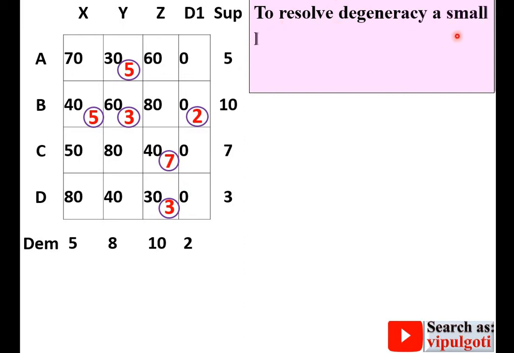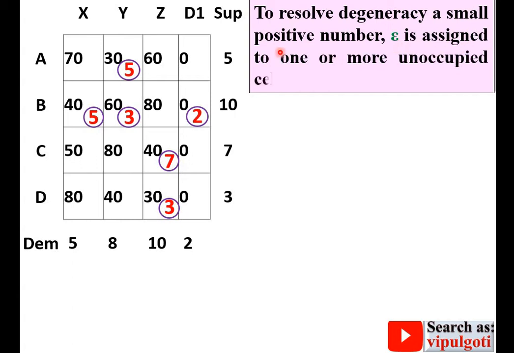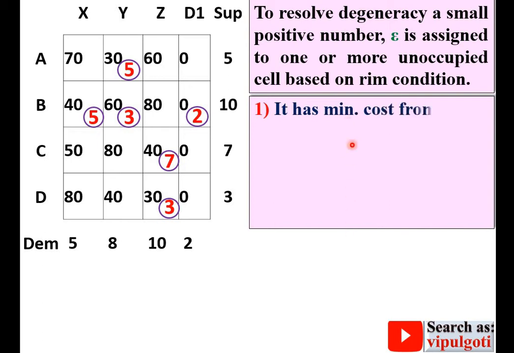Now to solve the degeneracy, a small positive number epsilon is assigned to one or more unoccupied cells based on the rim condition. So in the earlier slide we have discussed that there is a shortage of one occupied cell. So I have to assign epsilon to one unoccupied cell. For that, these are the important points you should keep in mind. The cell has the minimum cost from the unoccupied cells.